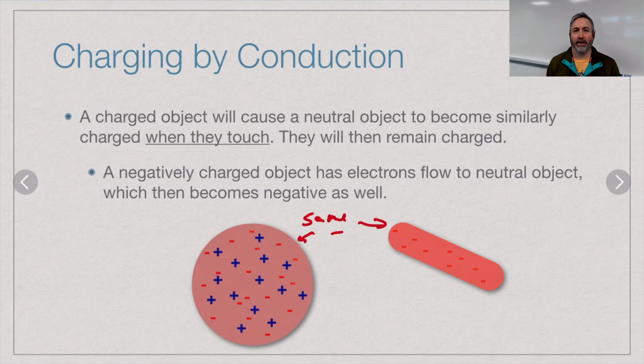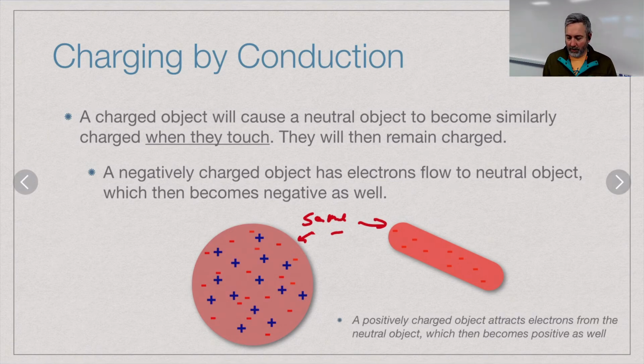If the rod were a positively charged object, the electrons would move into the rod, but not so much that it would become neutral. It'd still be positive, but less positive, and the ball would become positively charged too. So that's what happens. And it's a transfer of electrons from an area where it has an excess of electrons to an area where it doesn't have as many.